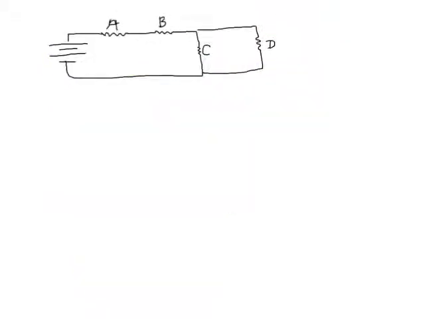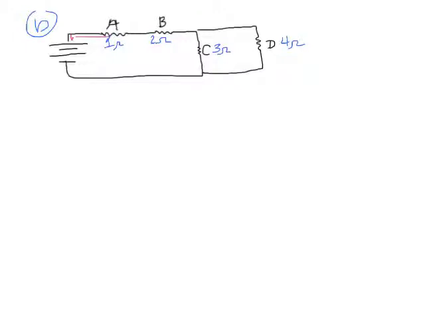So this is B. And again, I like to look for things that are in series first because that's easy. All you have to do is add them and then figure out parallel. Okay? So we know A is 1 ohm, B is 2 ohms, C is 3 ohms, and D is 4 ohms. Let's trace our electron pathway.